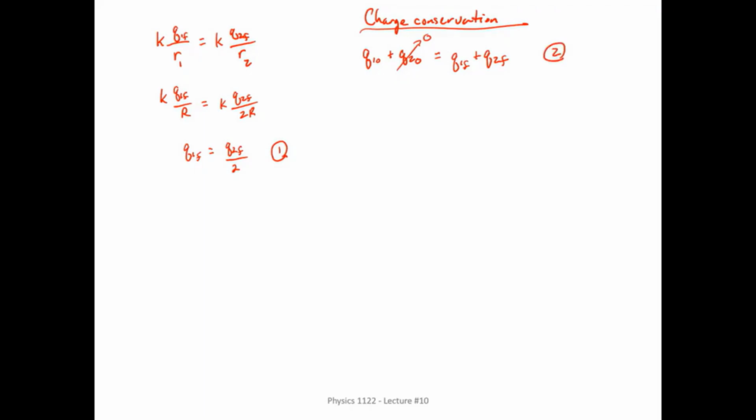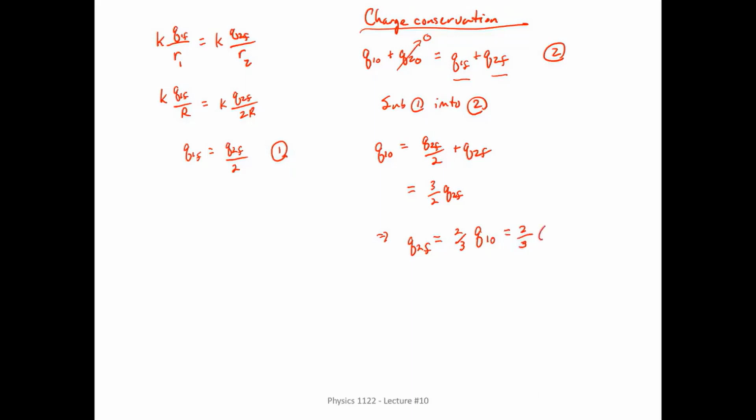What we can do in these two equations, we have two unknowns, Q1F and Q2F, and they appear in both equations. So we can use a process of substitution to substitute from one equation to the other to eliminate one of the two unknowns. So we'll substitute 1 into 2, and that'll give us Q1 naught is equal to Q2F over 2 plus Q2F. And then Q2F over 2 plus Q2F will be 3/2 Q2F, or in other words, Q2F, the final charge on the second sphere, will be 2/3 of the charge on sphere 1 initially. So this will be 2/3 of 6 nanocoulombs, which is equal to 4 nanocoulombs.